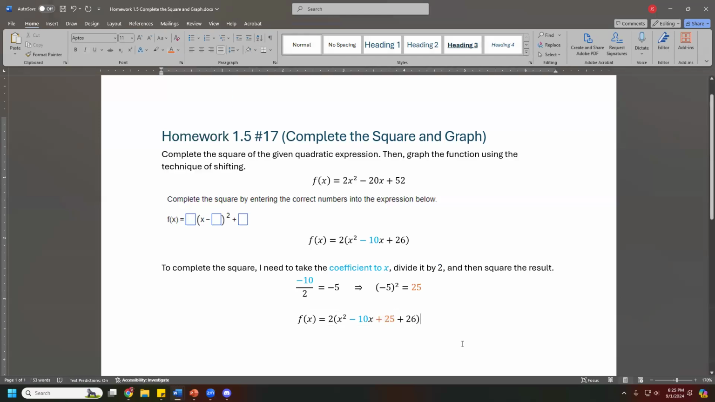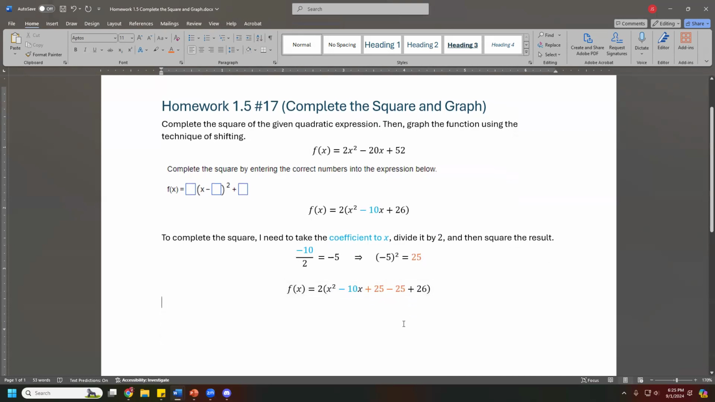However, adding 25 inside the parentheses changes my original equation. My original equation didn't have plus 25 in it, so I've messed it up. In order to fix that, in order to make sure I'm not changing the question that I'm starting with, I actually just need to subtract 25 right away. This is basically a very famous trick. It's used pretty much all the time, actually. I'm just adding 0, basically.